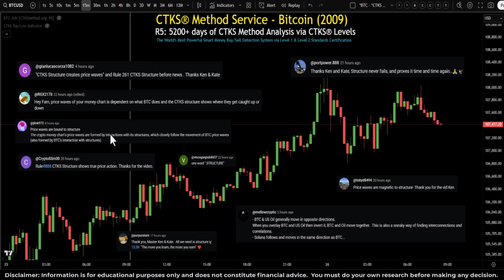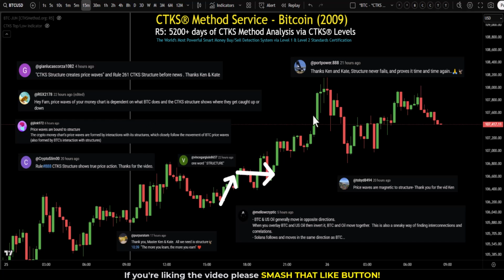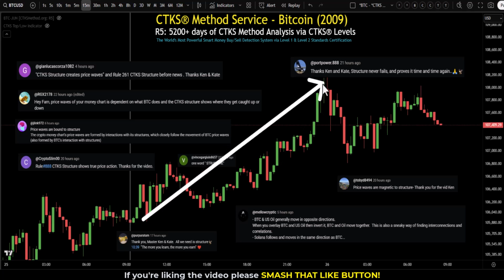RGX said something important. The price waves on your money chart is dependent on what Bitcoin does and where it goes. And the CTKS structure shows you where the ceilings are and where the floors are as well. We spoke in yesterday's video of a bit of a push up in terms of Bitcoin's price. We've seen that Bitcoin pushed up to around that 108,200 mark.